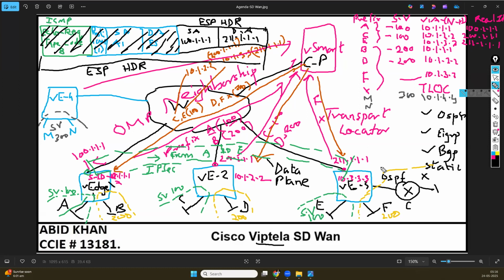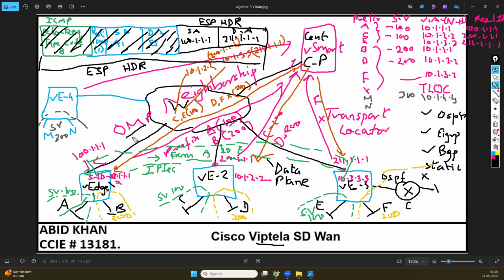So yes, vSmart doesn't come in the path of the data plane. vSmart is only managing the control plane, meaning the route information, the exchanging of routes. WAN edges are not exchanging routes with each other directly. They are exchanging the routes through vSmart. This is called a centralized control plane. And all this route exchange will happen through which protocol?